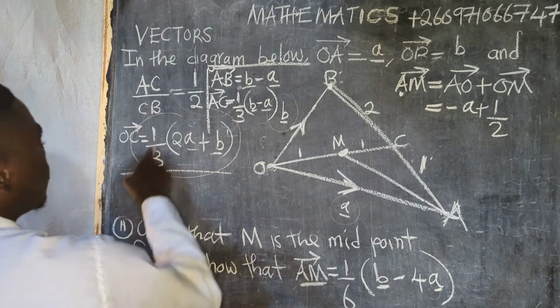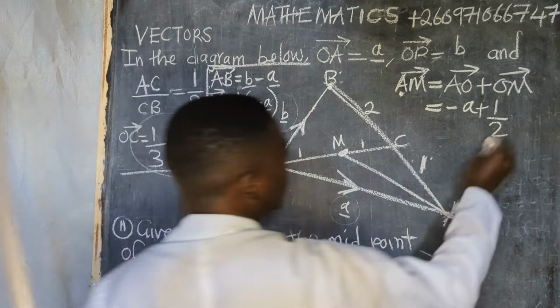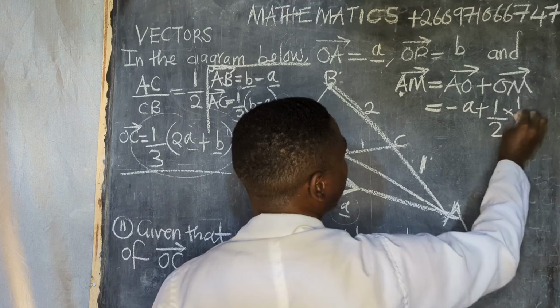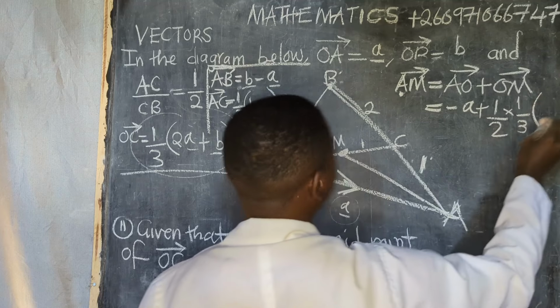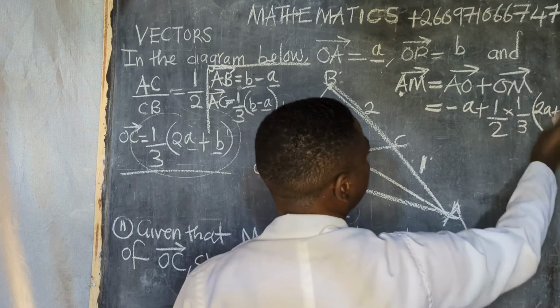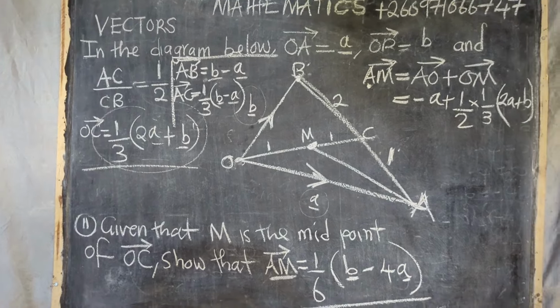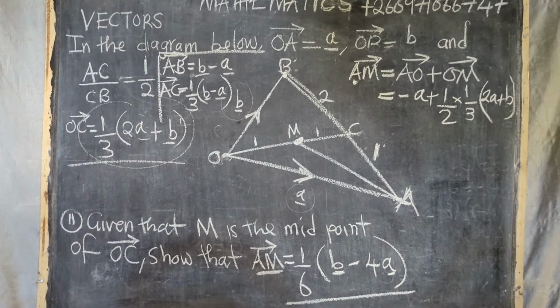Since there is already something like this, I'm going to multiply here. I'm multiplying 1 over 3, open bracket, 2A plus B. I don't know if you're able to see what is there: 2A plus B. I want you to see what is happening there.